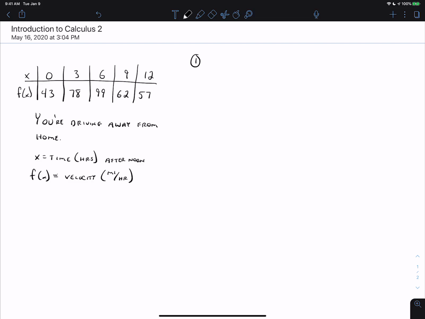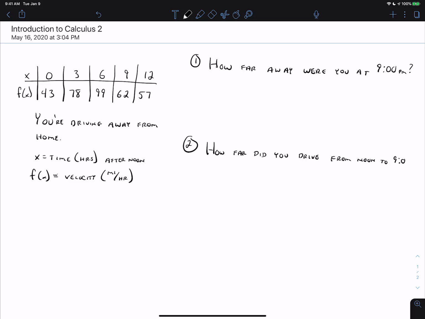So the first question is, how far away were you at 9 p.m.? And the second question is, how far did you drive from noon to 9 p.m.? Okay, and we'll put the third question up in a minute.